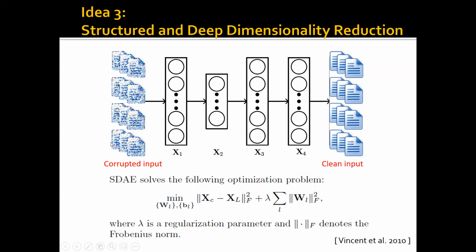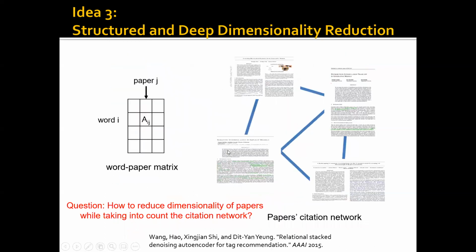And this stacked denoising autoencoder, or SDAE, will use the output of the middle layer as the representation for the data. And this is low dimensional data. Therefore, it's basically dimensionality reduction. And we say, what if we have additional constraints or additional information about these items?